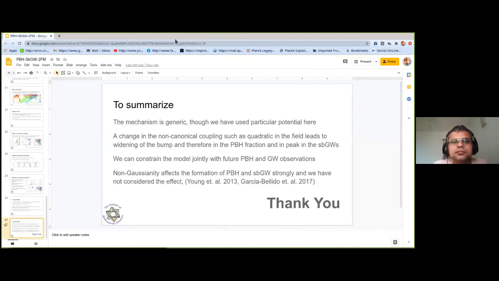Suratna had asked how important the choice of the form of the potential is in this two-field model. I think maybe we can take that question. Yes, I think it is pretty generic. You can choose any potential.